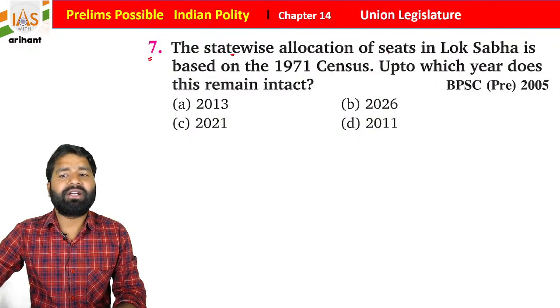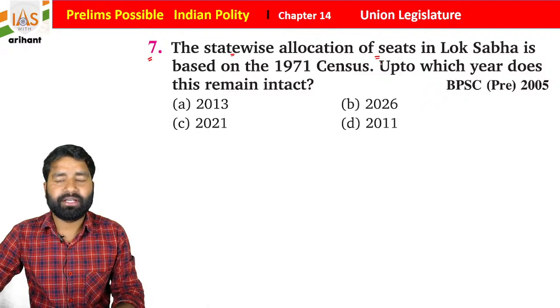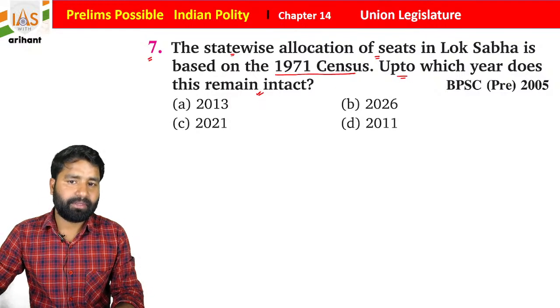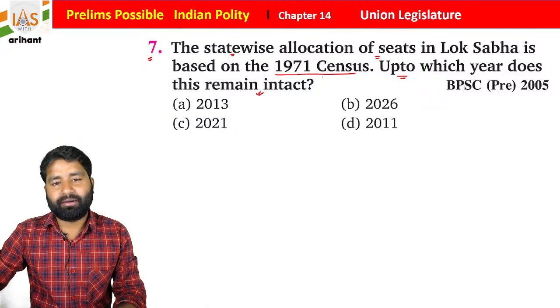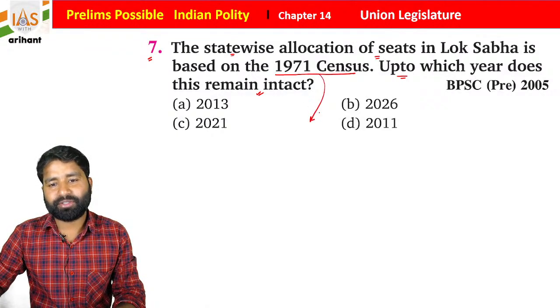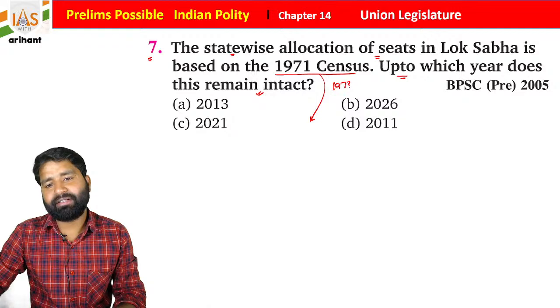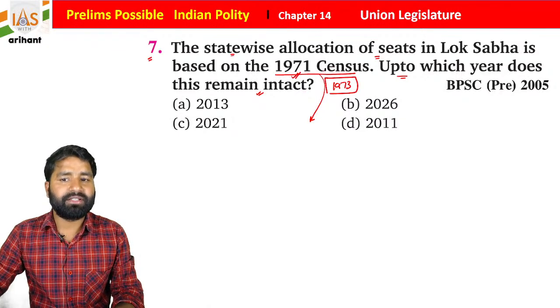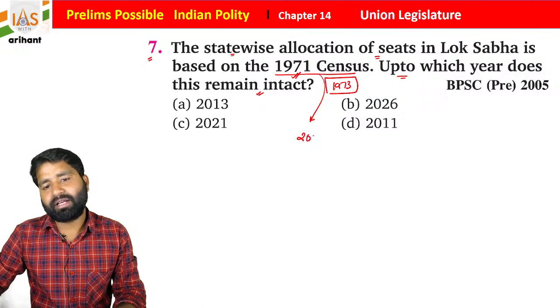The state-wise allocation of seats in the Lok Sabha is based on the 1971 census. Up to which year does this remain intact? So we already discussed it in the previous question. In 1973 it was decided we will follow the census of 1971, and it will last up to 2026.